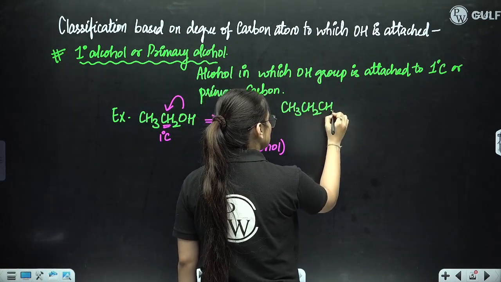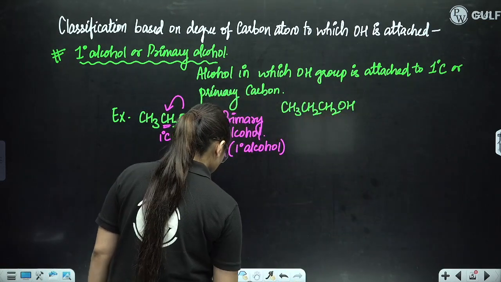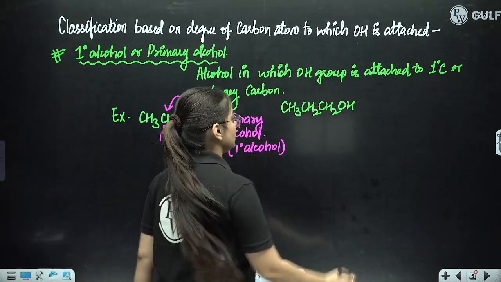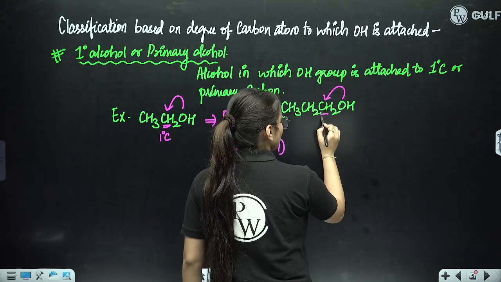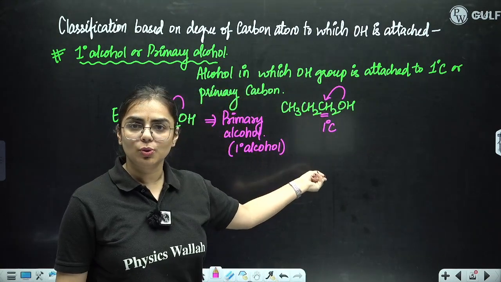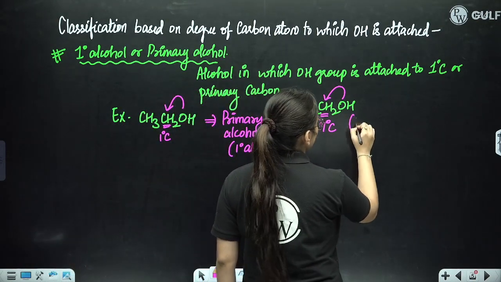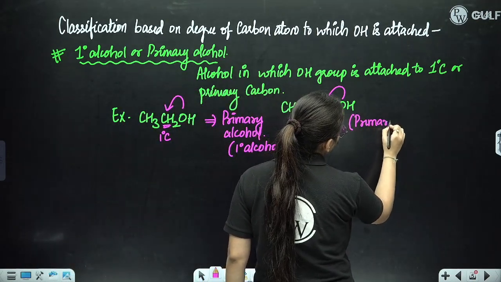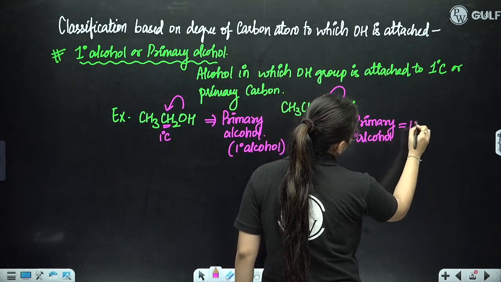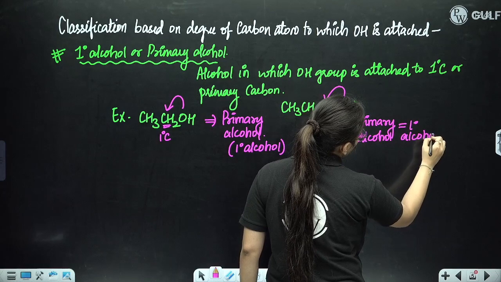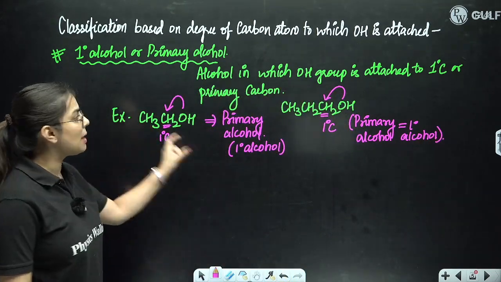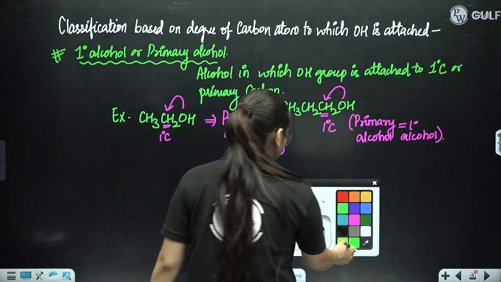CH3, CH2, CH2OH. For example, I have this particular thing over here. Now see, this OH group is attached to a carbon. Which kind of a carbon? A 1 degree carbon. Why? Because it is further linked with only one carbon. So this is also a primary alcohol, or I would say a 1 degree alcohol. Clear with this part, everyone? Okay, that was about primary alcohol, or 1 degree alcohol.